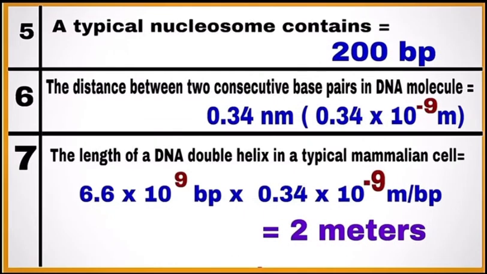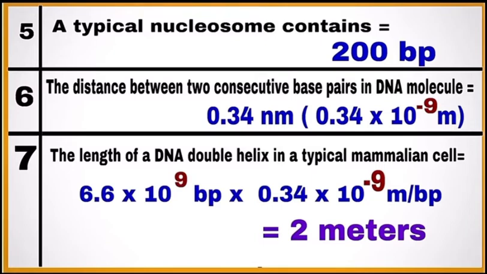Point number 5. A typical nucleosome contains 200 base pairs of DNA helix. Nucleosome is the structure formed when negatively charged DNA is wrapped around positively charged histone octamer. Point 6. The distance between two consecutive base pairs in DNA molecule is equal to 0.34 nanometer, or you can say it is equal to 0.34 × 10^-9 meters.